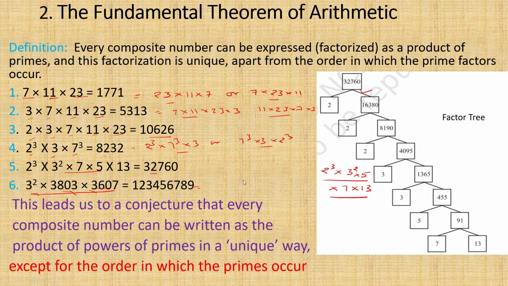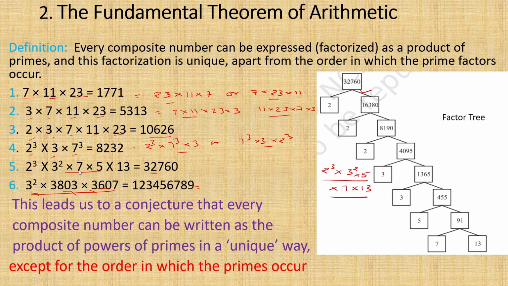Okay, so this is the fundamental theorem of arithmetic. What it says is every composite number can be expressed as a product of primes, and its factorization is unique, apart from the order in which prime factors occur. From all this explanation, this leads us to a conjecture that every composite number can be written as a product of powers of primes.